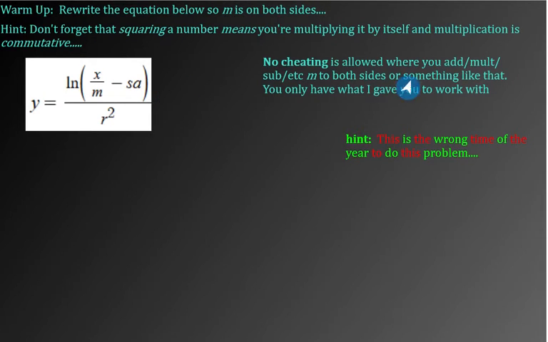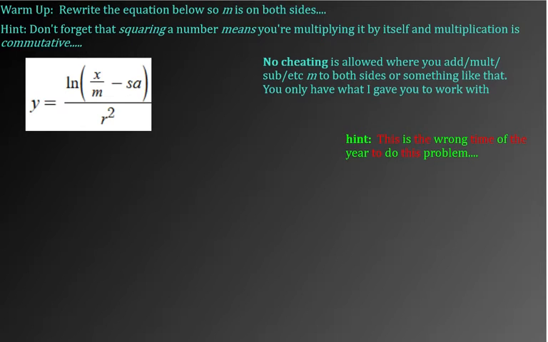Over here I have my little conditions. You can't just add, multiply, subtract m to both sides. You only have what I gave you here, and you just gotta manipulate this equation and get m on both sides. So I highly suggest you pause the video and try it. And I've got this hint down here that this is the wrong time of the year to do this problem. Hint, hint. Okay? All right. Hopefully you tried it.